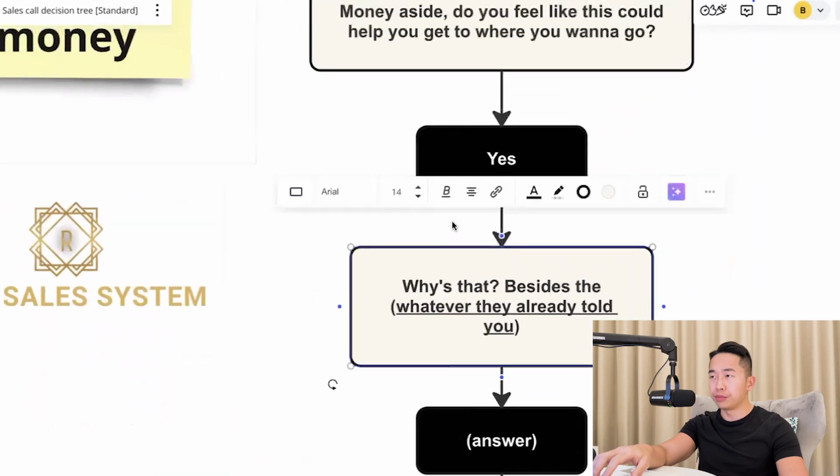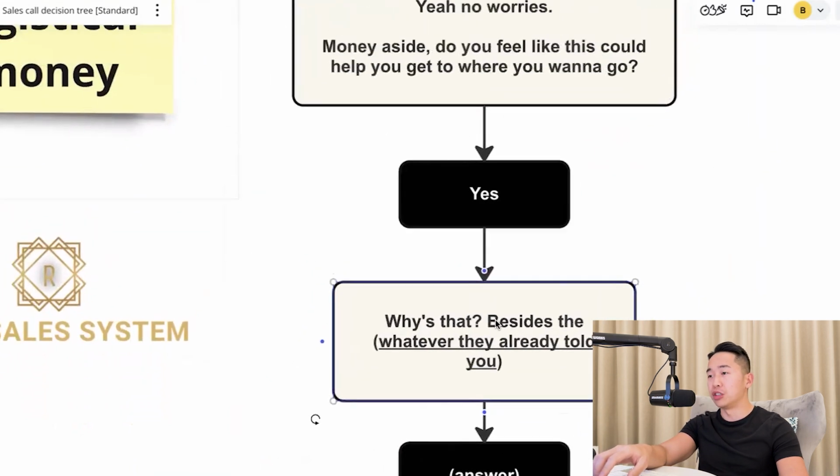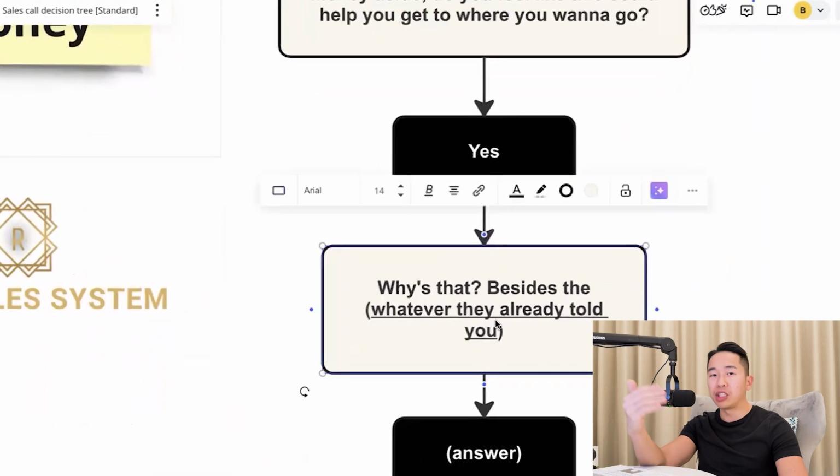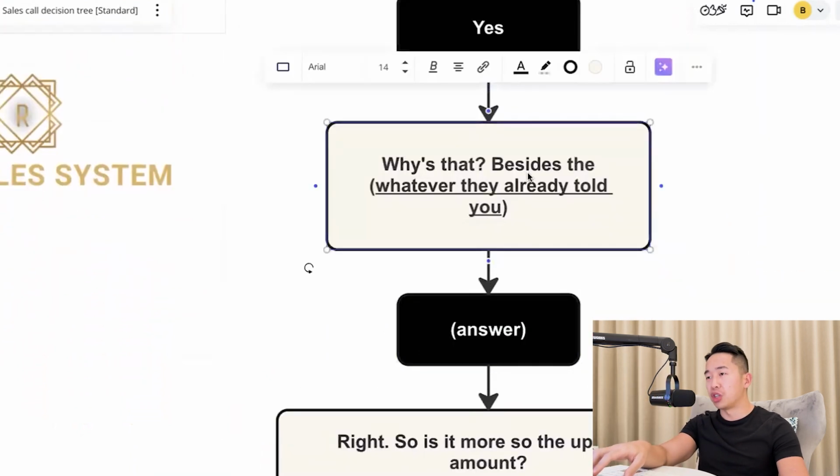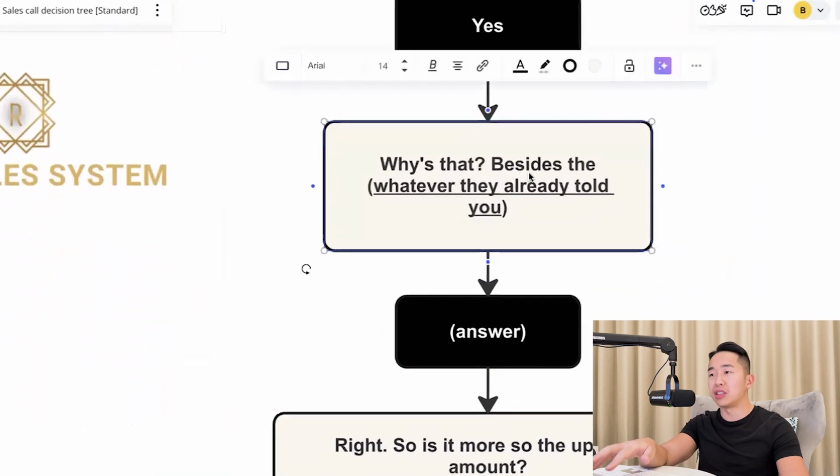So let's say you sell coaching, and they mentioned that the accountability is good in the pitch, right? Well, why is that besides the accountability? And they're going to say yada, yada, yada. I like to put besides because you could just say, oh, why is that? But I found that some people say, like I said, because I like the accountability, right? So it's not the worst thing in the world.